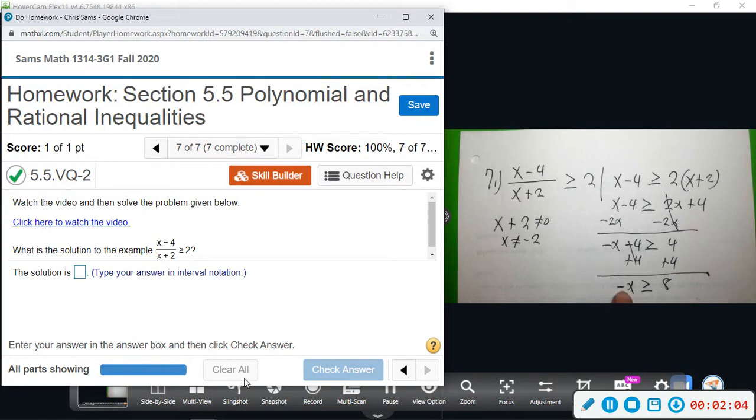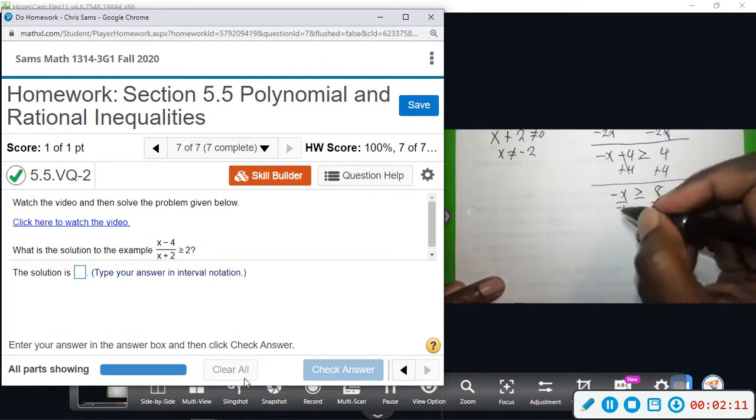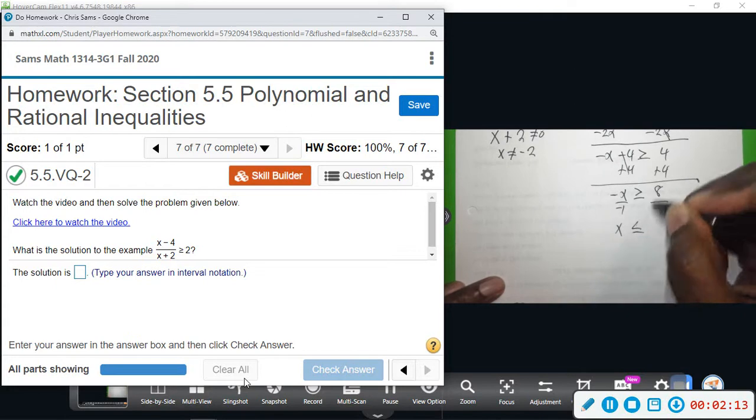So let me actually divide by negative 1. So this gives me x has to be less than or equal to negative 8.